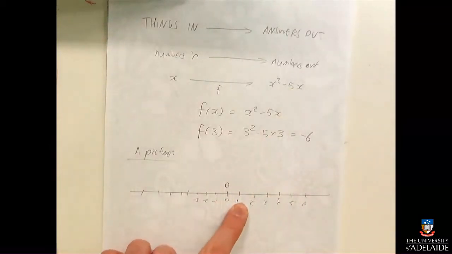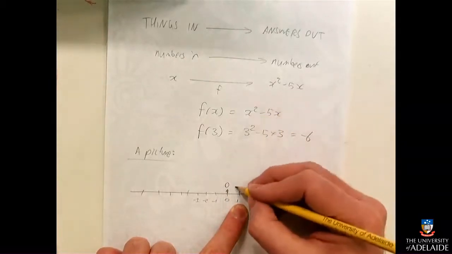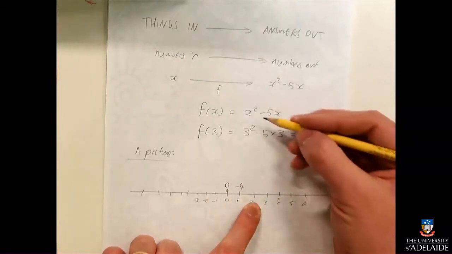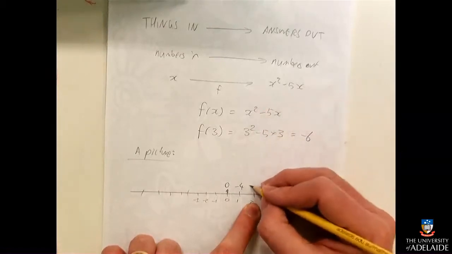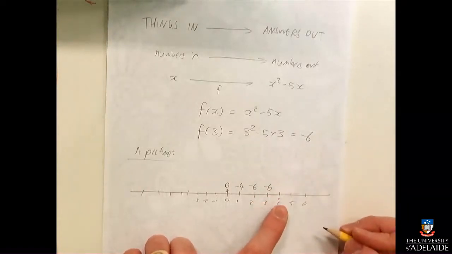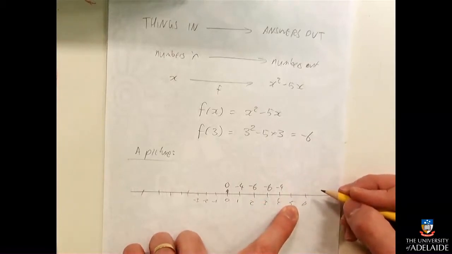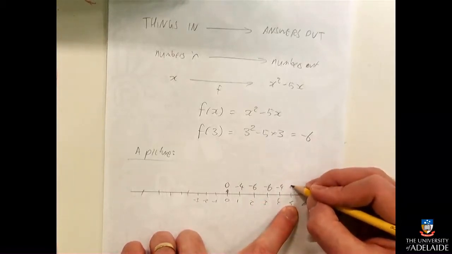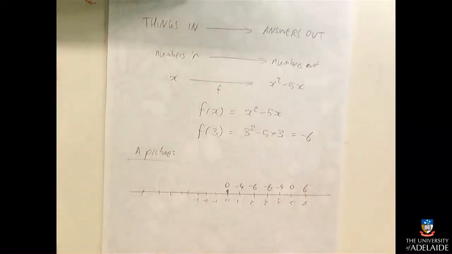When I put 1 into this formula, it comes out to 1 squared minus negative 4. When I put 2 into this function, it comes out to 4 minus 10, which is negative 6. When I put 3 into this function, it also comes out to negative 6. When I put 4 into this function, it comes out to minus 4. When I put 5 into the function, it comes out to 0. Again, when I put 6 into the function, it comes out to 6, and so on.